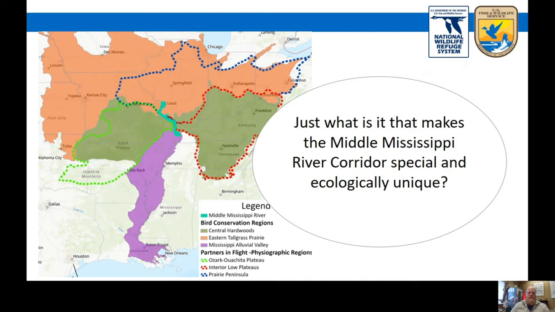And those other shadings there, as you see, are bird conservation regions and partners in flight physiographic regions that are all based upon those 4 physiographic regions. And it's that convergence of those 4 physiographic regions and all the species therein in this one little area that makes this a very special and ecologically unique zone.